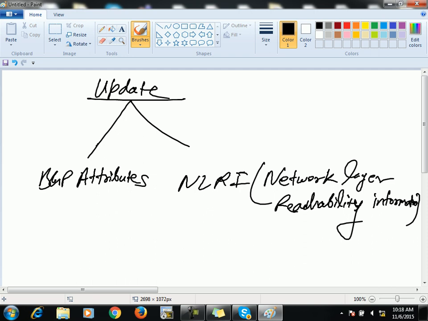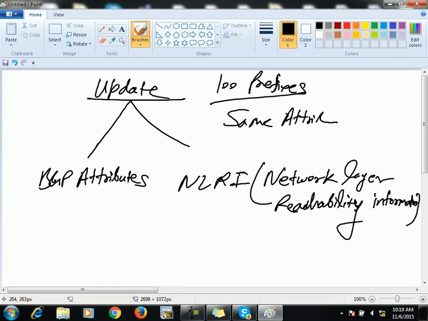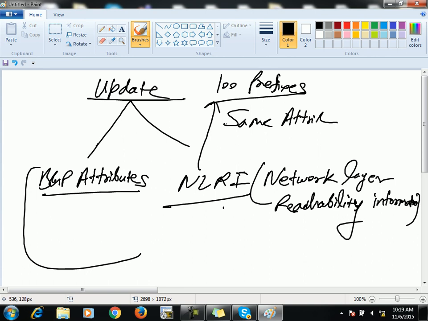So to prevent that problem, in BGP we have this concept that there are BGP attributes and NLRI. There are two different things, right? Let's say there are 100 prefixes and all of them have the same attributes. What will it do? Under BGP attributes it will specify all those attributes, and under those attributes it will specify NLRI. Under NLRI it will specify all those 100 prefixes.